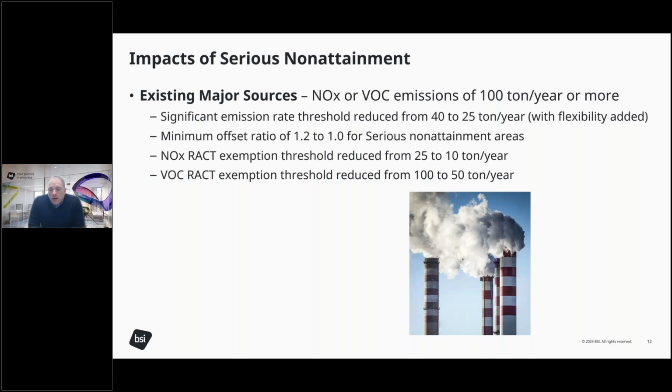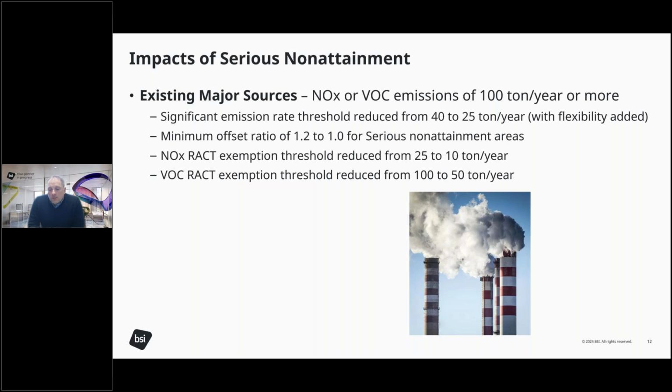The NOx RACT exemption is also being reduced from 25 tons per year to 10 tons per year. So that can now make units that were previously exempt from the NOx RACT study requirements have to be included in a NOx RACT study. Those would be the emission units that had between 10 and 25 tons per year that are not covered under a different RACT.